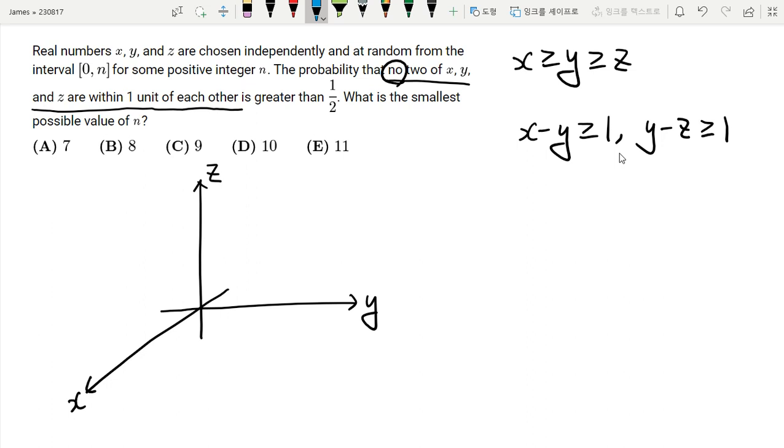And because x is greater than y here, that means the base looks like this. This blue triangle shows the x is greater than y, and the interval is from 0 to n.